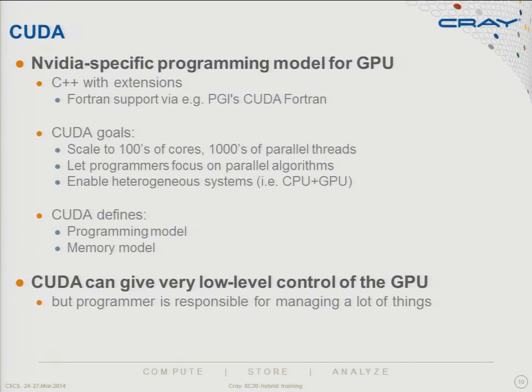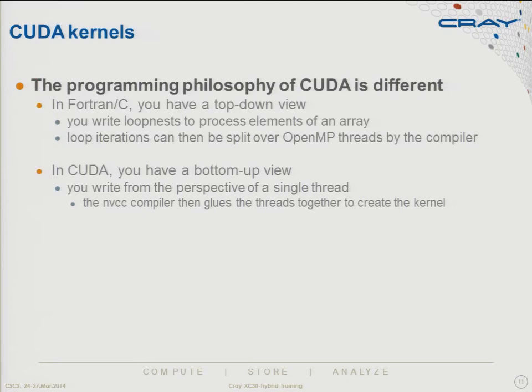It can give you very low-level control of the GPU. So in CUDA, you can put in inline GPU assembly instructions. You can do all sorts of very low-level things. So you can get really good performance if you really understand the architecture. But the programmer has to do a lot of things because everything is relatively low level. The compiler is not doing a great deal for you.